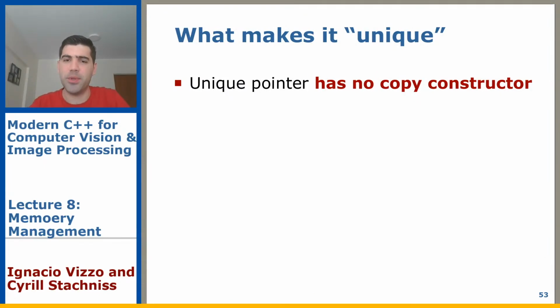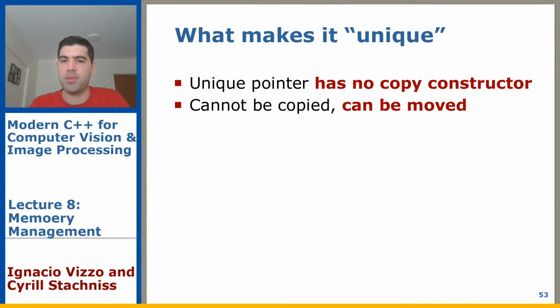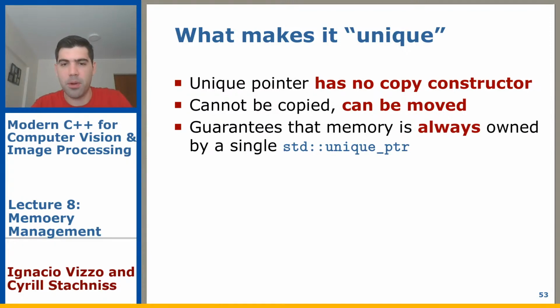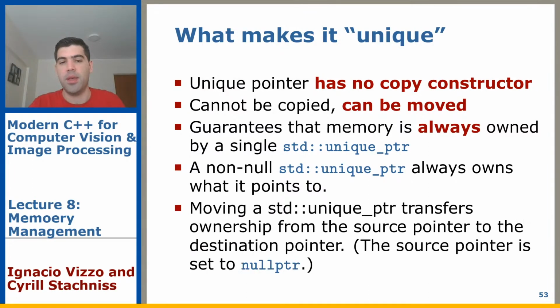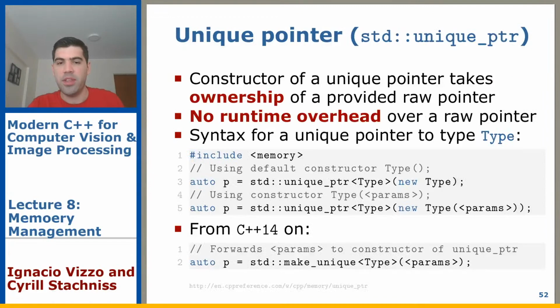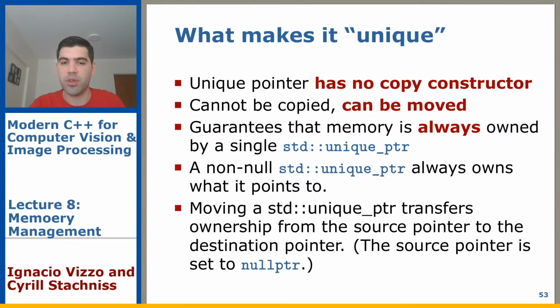What makes this unique? It has no copy constructor. This means that you cannot copy, you get a compiler error, but it can be moved. So there is a move constructor and a move assignment operator. And there's a guarantee by the compiler that the memory is always owned by one single unique pointer. The idea of unique pointer is that this should be your default pointer. So if you are lost and don't know which pointer to pick between shared pointer and unique pointer, just use this one, because at least it's the same. There's no overhead compared to raw pointers, and it's much better.